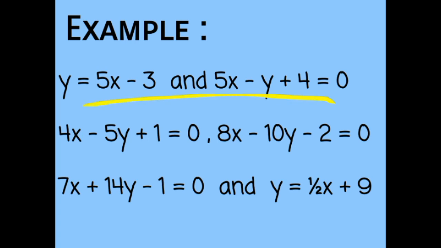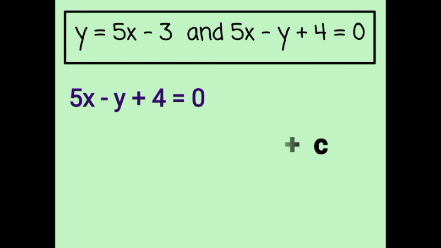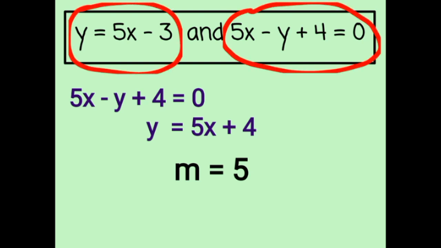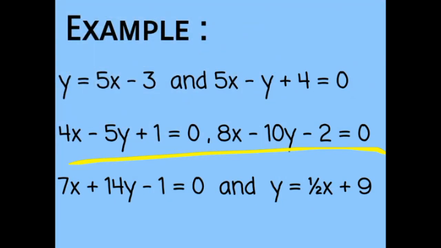y equals 5x minus 3 and 5x minus y plus 4 equals 0. So, y equals 5x minus 3. Here, m equals 5, so the gradient of this line is 5. Now, 5x minus y plus 4 equals 0. First, let's rewrite this equation in the form y equals mx plus c to find the value of m. So, y equals 5x plus 4. Here, the gradient is also 5. So, the lines y equals 5x minus 3 and 5x minus y plus 4 equals 0 are parallel to each other.